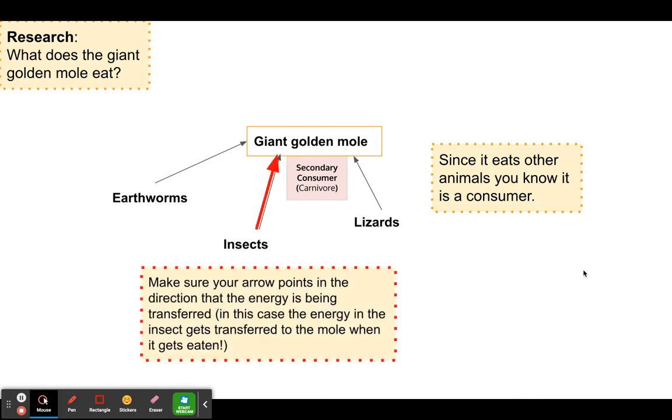And just remember, when you're making your food web, make sure your arrows point in the direction the energy is being transferred. In this case, the energy of the insect gets transferred to the mole when it gets eaten.